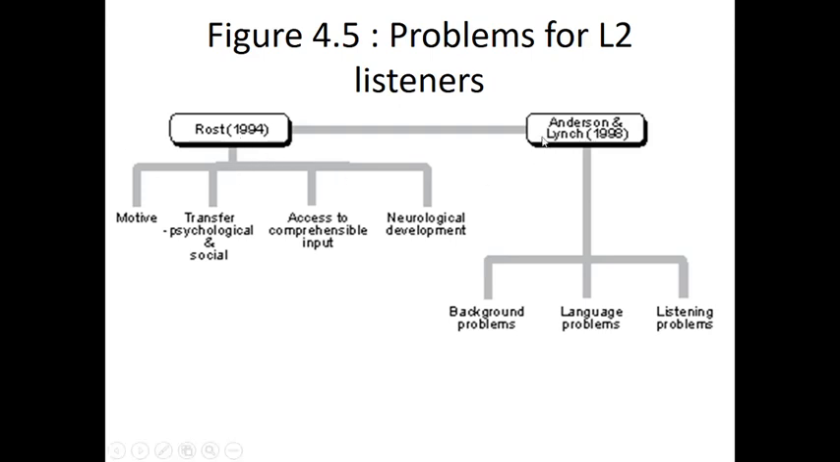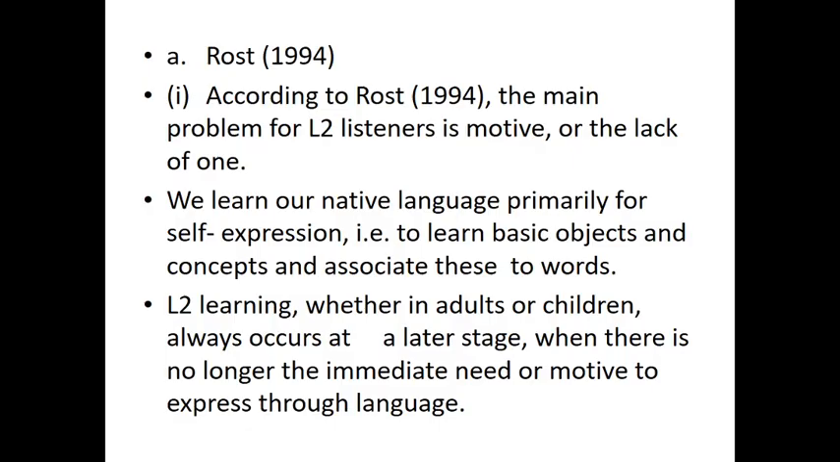Frost, 1994. Anderson and Lynch, 1998. According to Rust, motive can be the problem. Transfer, psychological and social transfer, is a problem. Access to comprehensible input, and neurological development. Then for Anderson and Lynch, background problems, language problems, and listening problems. That's how they look at the problems among second language listeners.